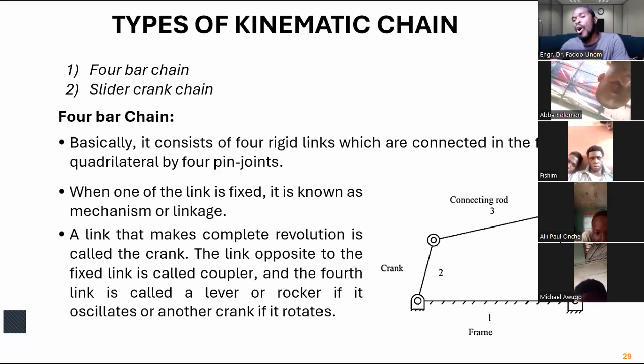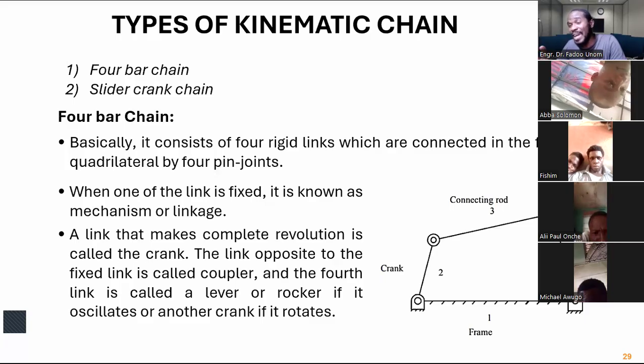Okay? So all mechanisms are kinematic chains, but not all kinematic chains are mechanisms. If you have a kinematic chain and you fix one of the links, then it becomes a mechanism. But if you have a kinematic chain without any of the links fixed, then it is a kinematic chain. It is not a mechanism. Is that okay?